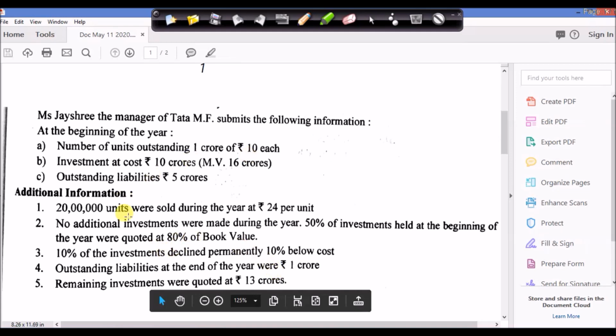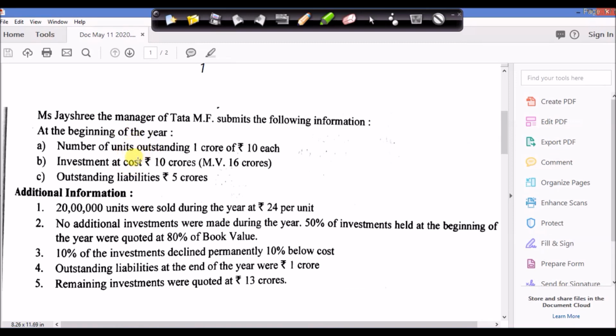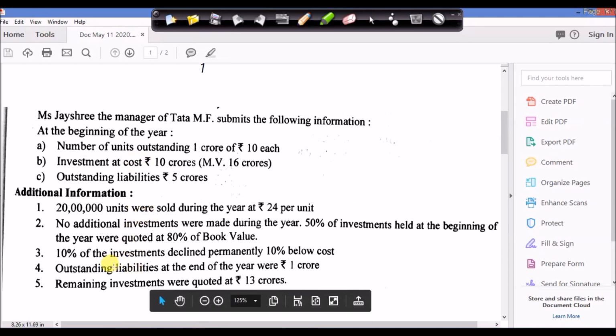Now friends, what we have to understand in this problem is that at the beginning of the year they have given us the net asset value. I will be explaining what is net asset value, and they have given some additional information so that we can get the net asset value at the end of the year. So now we are moving to the sum.